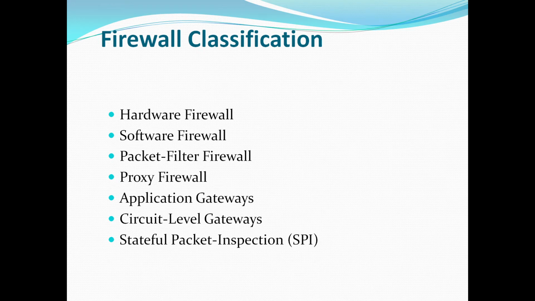Firewall classifications. Firewalls provide greater protection, which relies on the policies that are configured on them. The main firewall technologies available today are hardware firewall, software firewall, packet filter firewalls, proxy firewalls, application gateways, circuit level gateways, and stateful packet inspection.